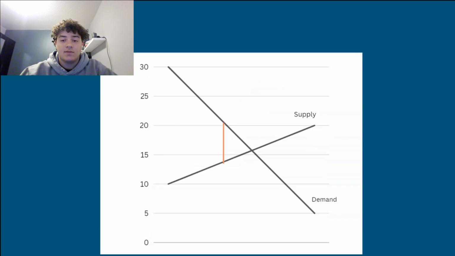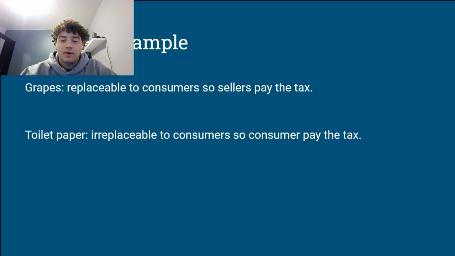However, in this relatively elastic graph, you can see the same size tax results in a much larger deadweight loss due to the fact that both consumers and suppliers are more likely to leave the market when the demand and supply are elastic. The amount paid by sellers and consumers is also determined by elasticity of demand and supply.